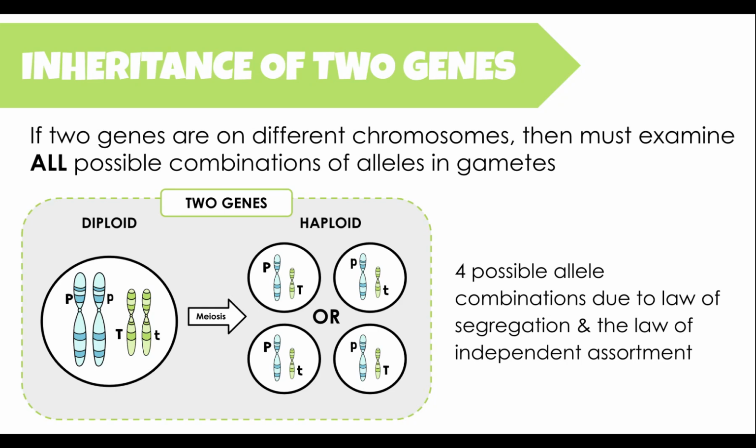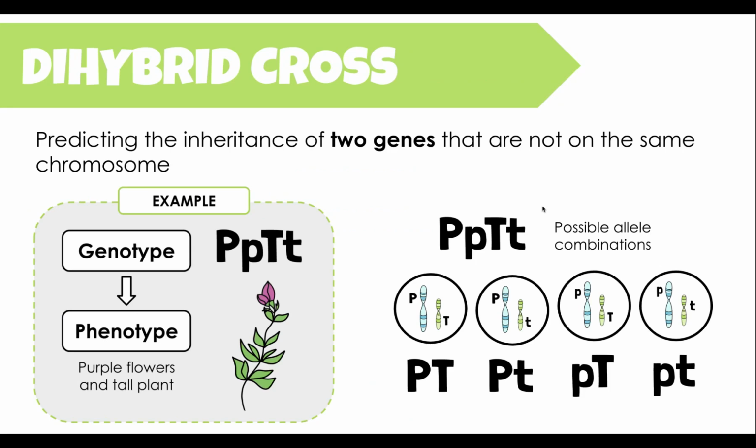Because each sex cell is possible, when we create a Punnett square to predict the traits of these offspring, we need to look at every possible allele combination. This is really looking at both the law of segregation and the law of independent assortment when we create this Punnett square. To help us predict the inheritance of these two genes that are not on the same chromosome, we can use a simple method to come up with every possible allele combination.